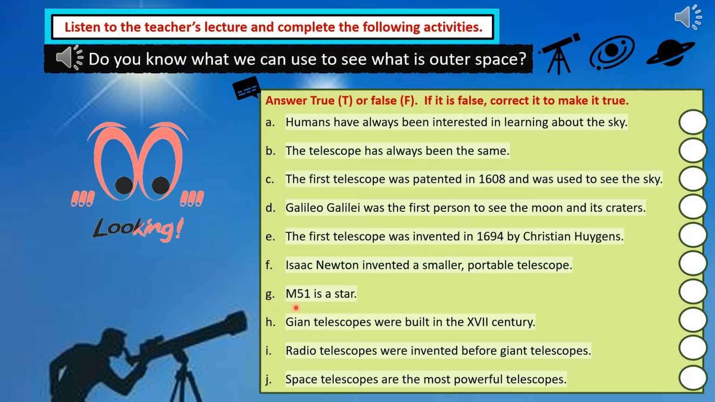G. M51 is a star. H. Giant telescopes were built in the 18th century. I. Radio telescopes were invented before giant telescopes. J. Space telescopes are the most powerful telescopes.